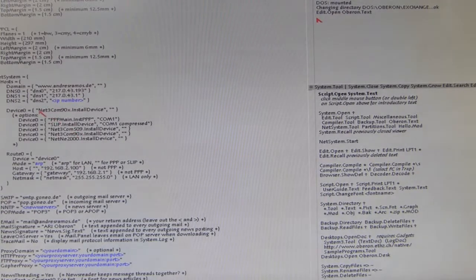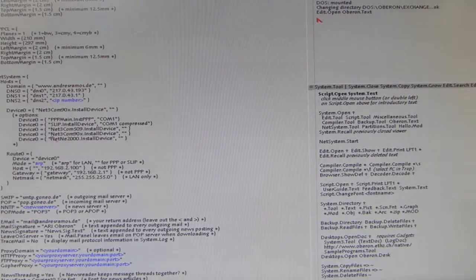So you have to insert the driver here that corresponds to your respective network adapter. Then we have some more information here. As I told you, the DNS server. And we also have a host address.